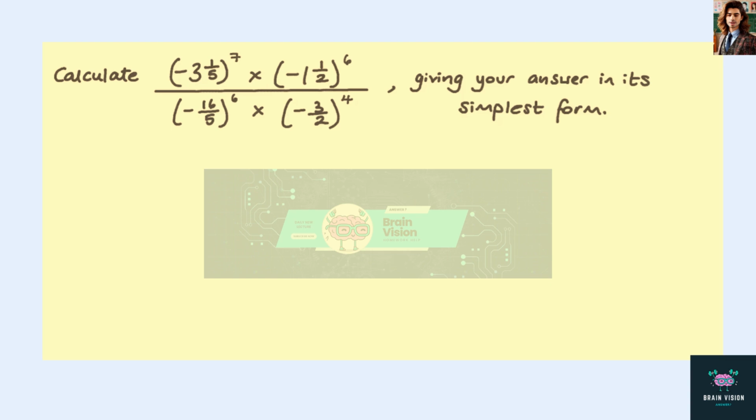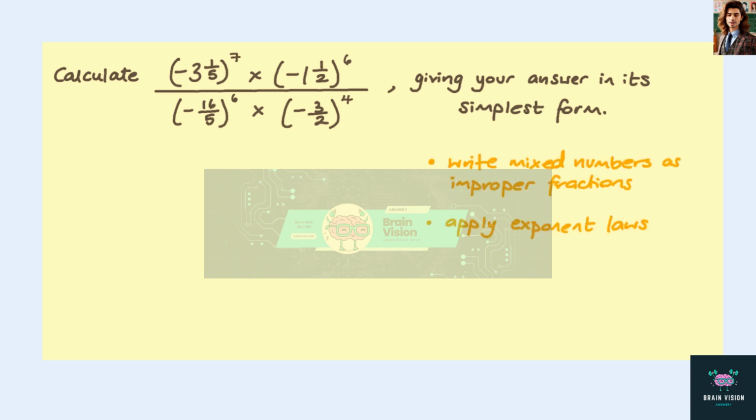Fifth to the 7th power times -1.5 to the 6th power over -16 over 5 to the 6th power times -3 over 2 to the 4th power, giving your answer in its simplest form. Although this question can look quite difficult, we're going to start by writing the mixed numbers as improper fractions and then see what exponent laws we could apply.